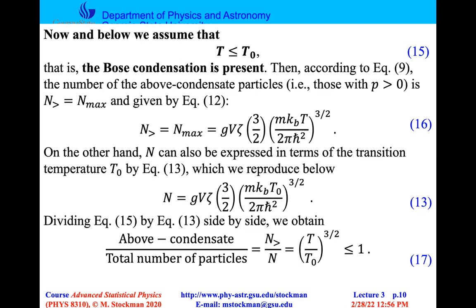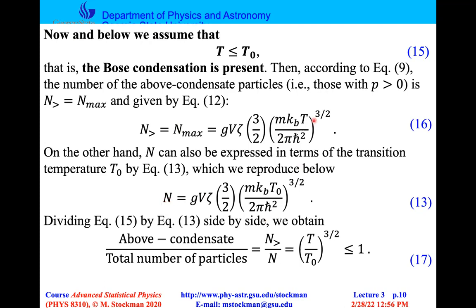Okay, so we already know equation 9, which I cited continuously. This is the equation for the maximum number of particles, so those particles all accumulated above the condensate, that is with p greater than 0. And we will give it a special name, n greater, which is above the condensate, and it's the same as n max under these conditions. So it is equal to the expression already known to you. I'm just repeating it here in these notations. On the other hand, n can also be expressed in terms of the transition temperature, T naught, and this is the formula: at temperature T naught, n becomes n maximum in the same equation.